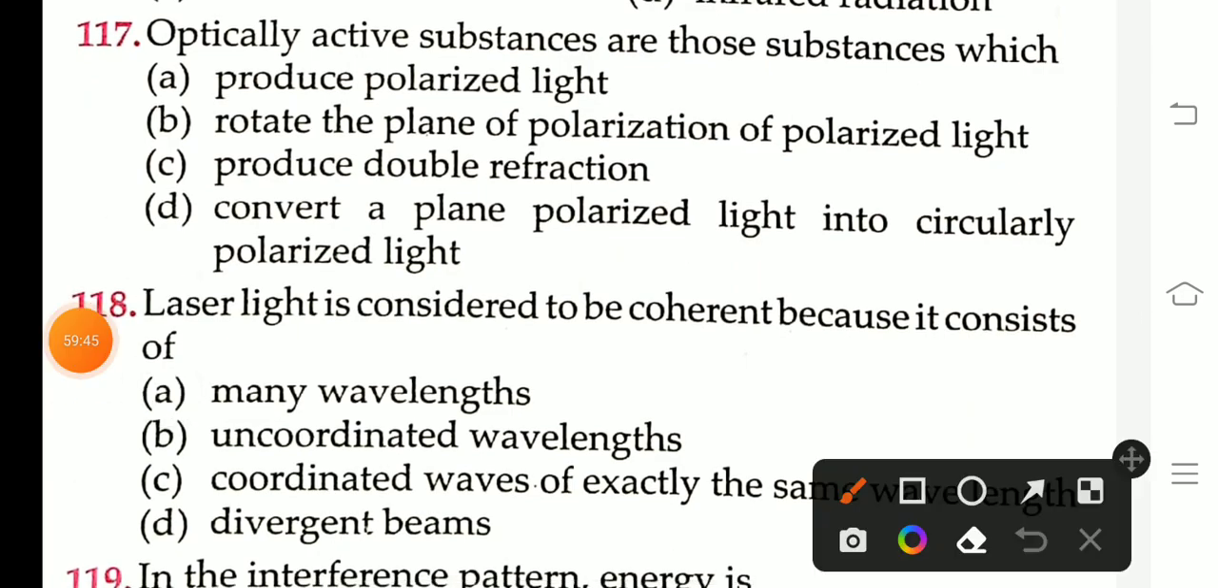Next, optically active substances are those substances which. Right answer option B. Rotate the plane of polarization of polarized light.